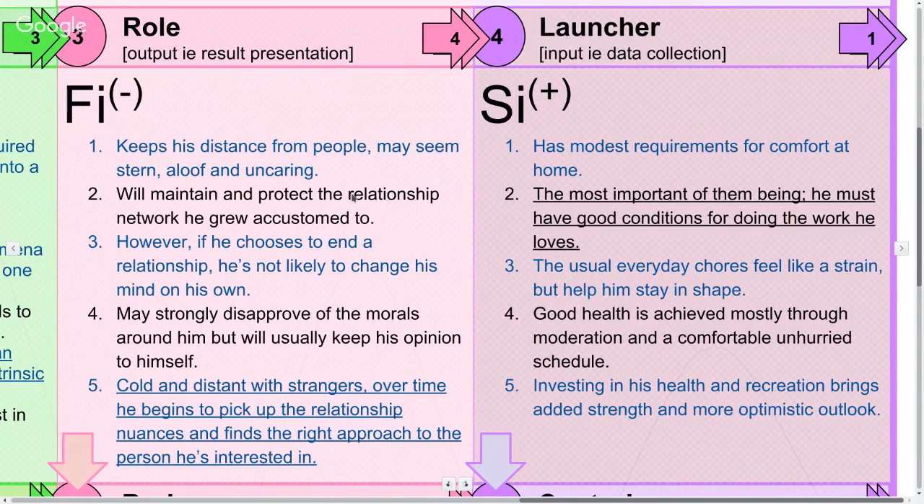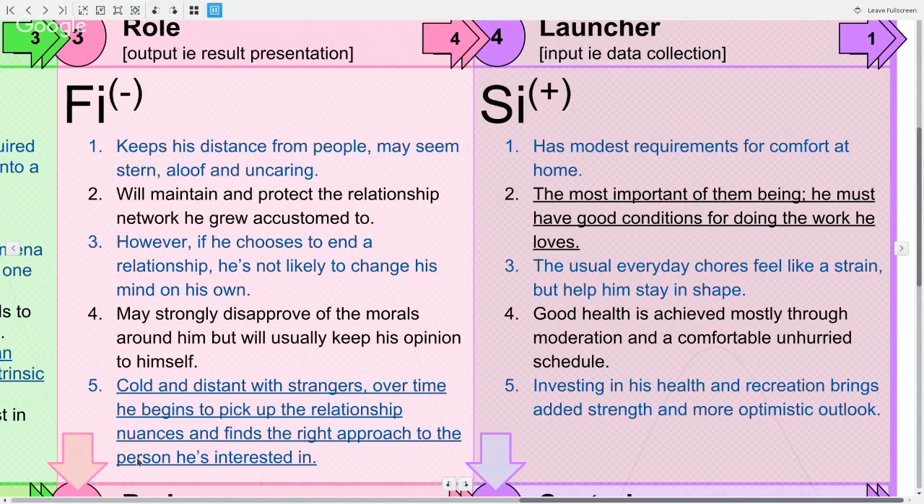Keeps his distance from people, may seem stern, aloof, and uncaring. Will maintain and protect the relationship network he grew accustomed to. And the reason why I'm reading this out is that some people watch these videos on a small mobile device. However, if he chooses to end a relationship, he's not likely to change his mind on his own. May strongly disapprove of the morals around him, but will usually keep his opinion to himself. Oh yes, and I've underlined this bit as super important.